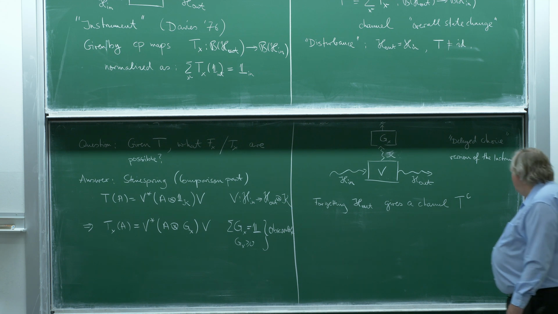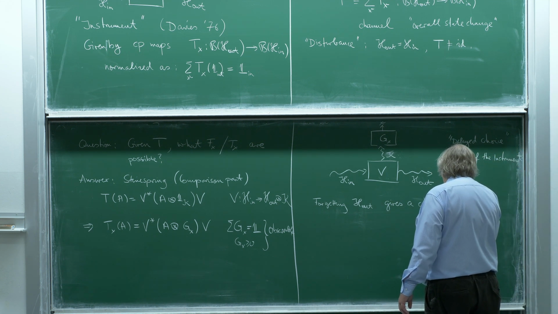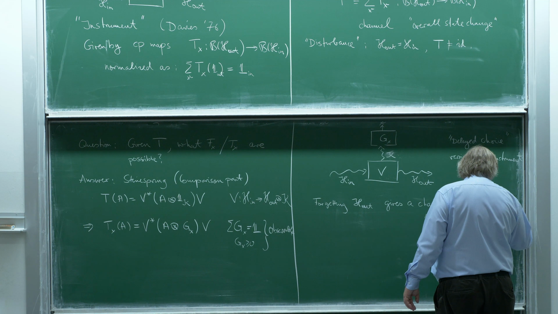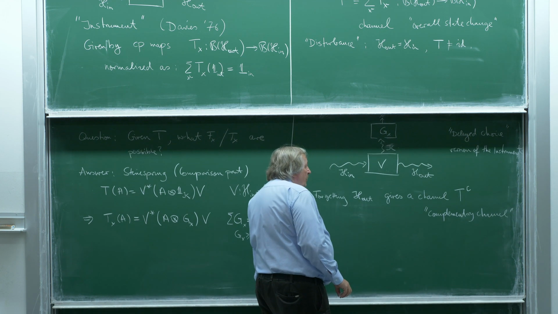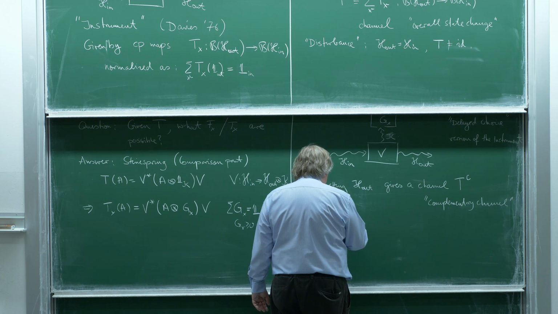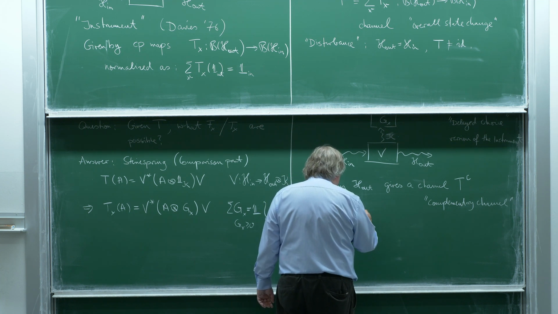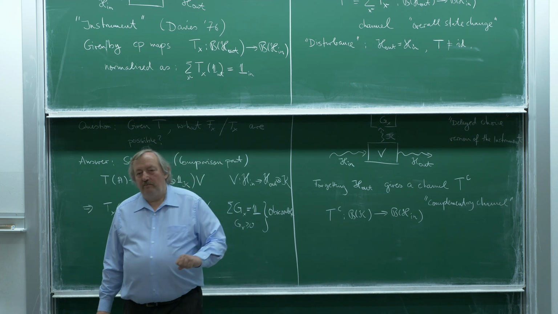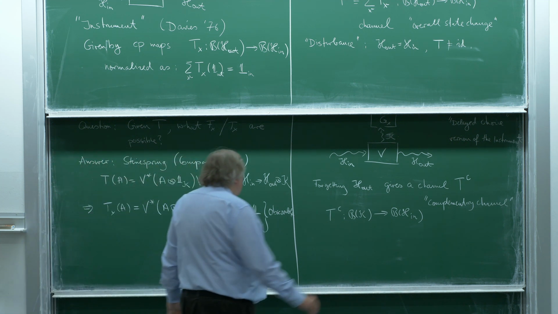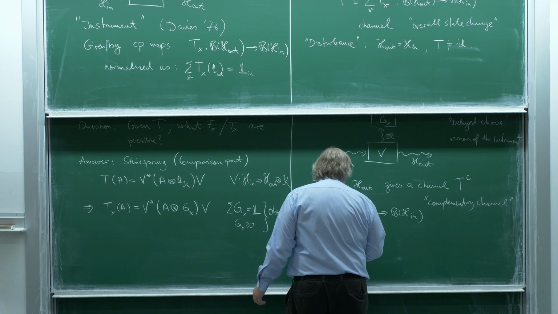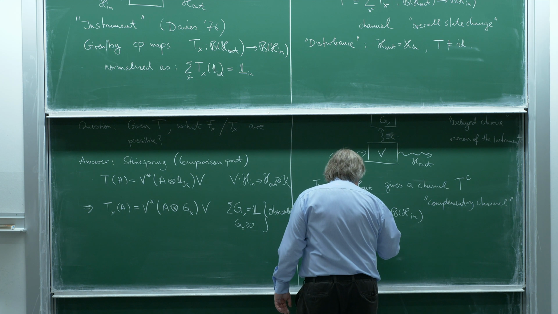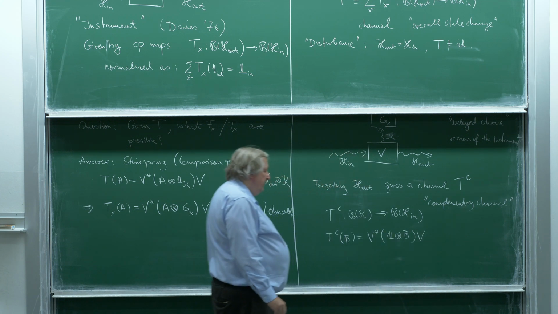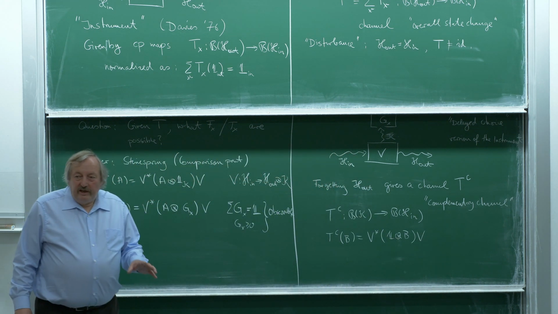So there's another channel called T^C. This is called the complementary channel. And it's simply defined by T^C. This goes from B of K, this is now the output system, to B of H in. So in the Schrödinger picture, it takes the input system and produces a K system out of it. And T^C of, whatever B is, is V star of 1 tensor B. So with every channel we can associate this.